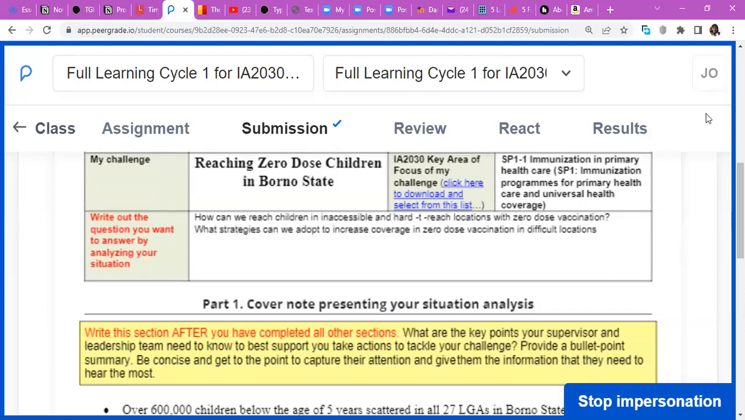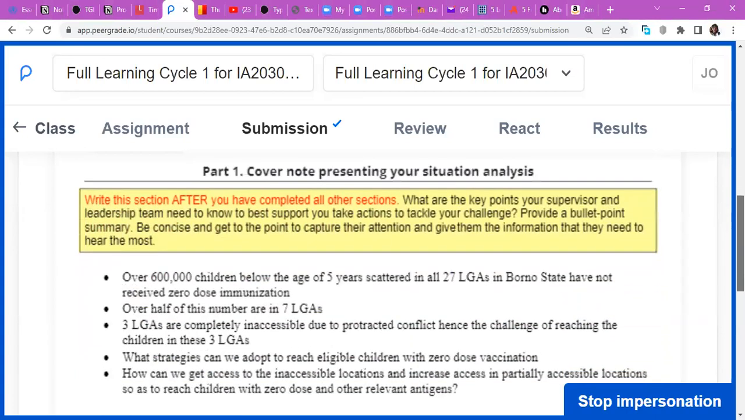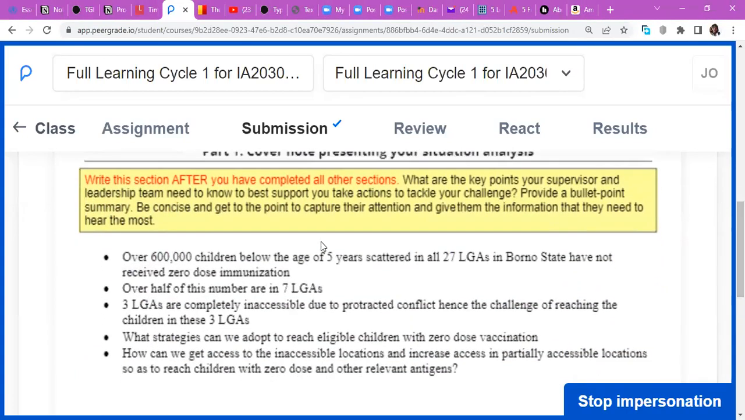Probably I read what I have here. Over 600 children below the age of 5 years, scattered in all 27 LGAs in Borno State, have not received 0 dose immunization. Over half of this number are in 7 LGAs. 3 LGAs are completely inaccessible due to protracted conflict, hence the challenge of reaching children in these 3 LGAs.